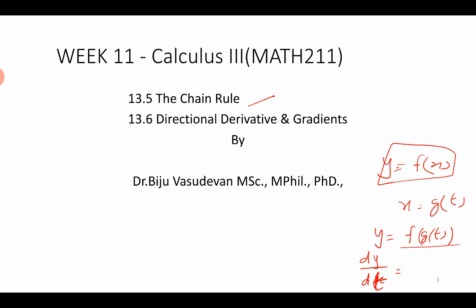But in the chain rule, we have seen it for a function of one variable. It is dy over dt equals dy over dx multiplied by dx by dt. Isn't it? You differentiate y with respect to x right here, differentiate x with respect to t right here, and multiply them. That is the answer here. This is the case for a function of one variable.